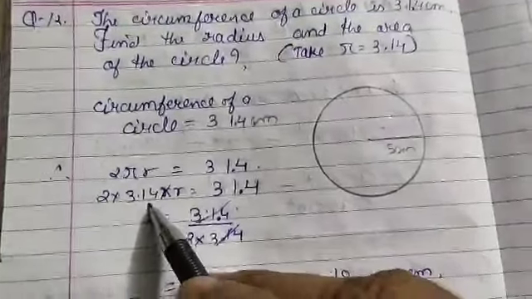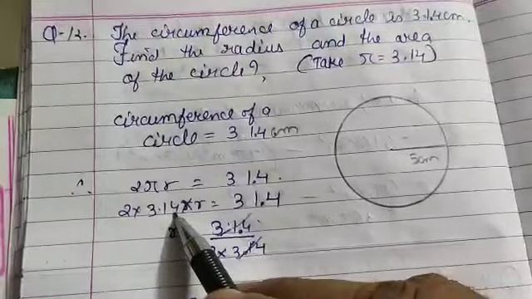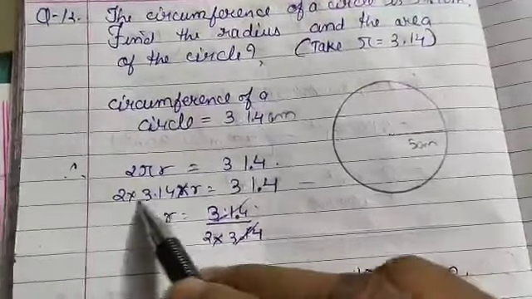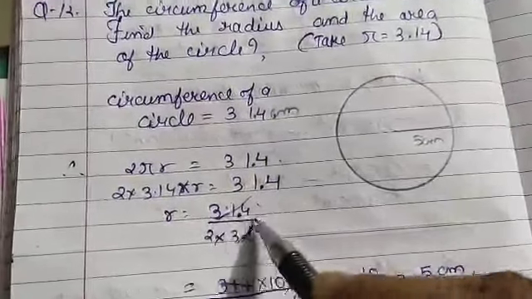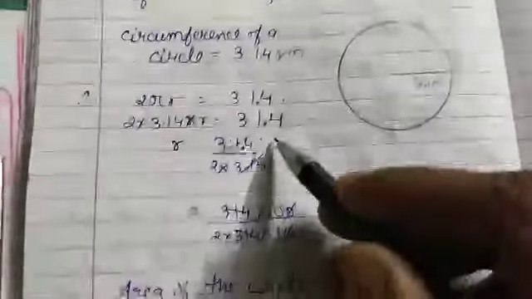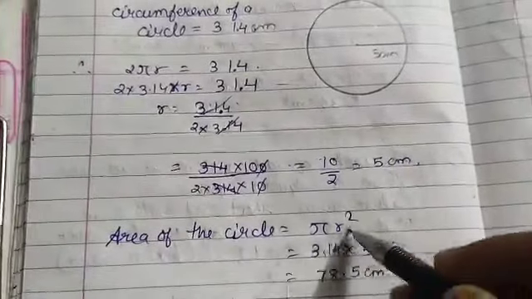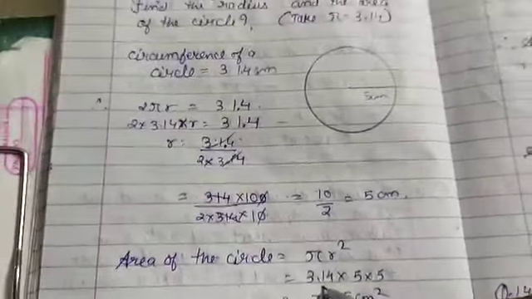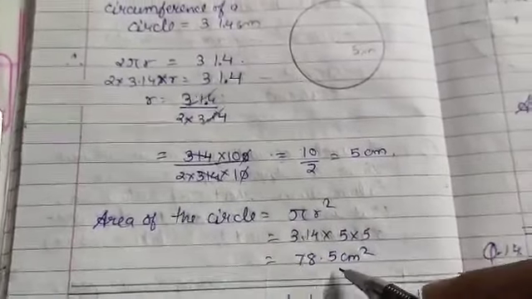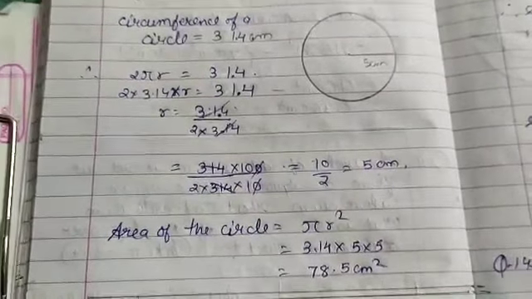When you do cross multiplication, 3.14 will go down and 2 will come down. So when you divide, 10 divided by 2, you will get 5 centimeter. The value of the radius we got is 5. Now it's very simple to find the area of the circle, that is pi r square. The value of pi is given as 3.14, multiplied with 5 into 5, so you will get 78.5 centimeter square.